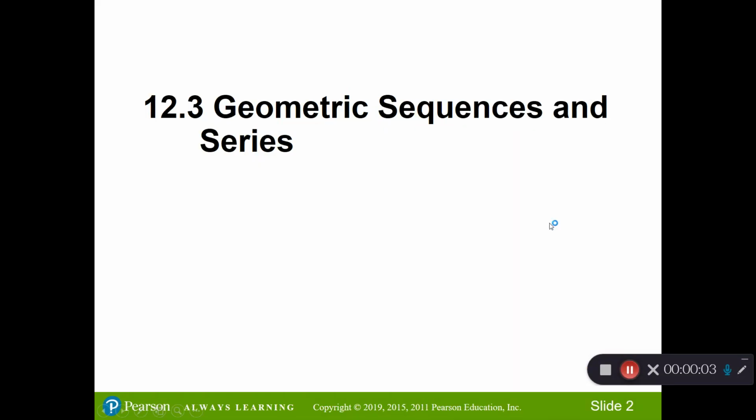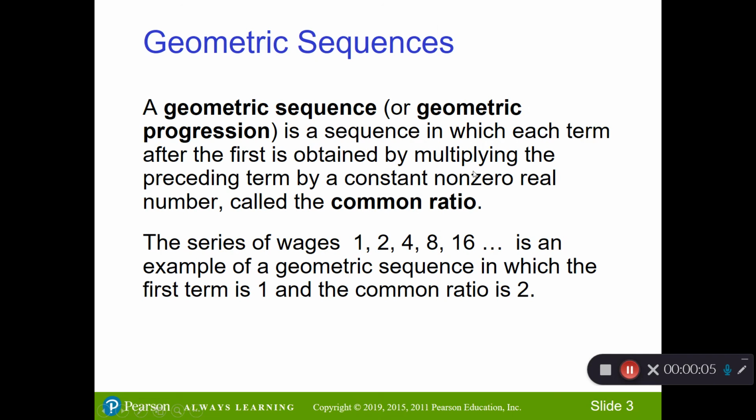Geometric sequences and series. So a geometric sequence is one that increases by a pattern, just like the arithmetic sequence did. But the amount that it goes up by, instead of being a fixed amount we're adding each time, we're multiplying instead with a geometric sequence. What we're multiplying by is the common ratio.